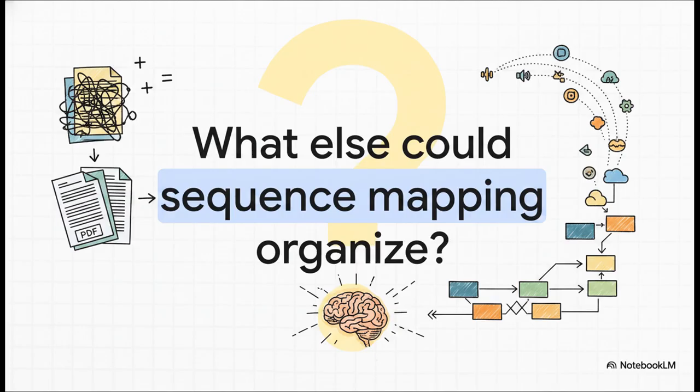But this leaves us with a fascinating question to ponder. If artificial intelligence can learn these grammatical, sequential rules to perfectly parse and organize visual pages, what other chaotic, continuous data streams in our digital world could we instantly organize using the power of sequence mapping? Think about that for a second.